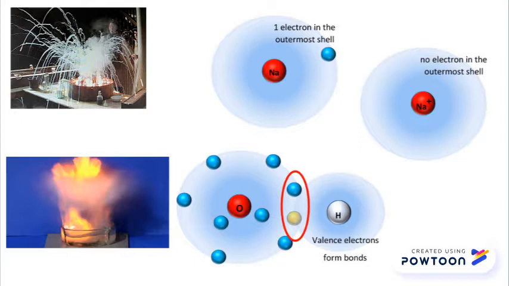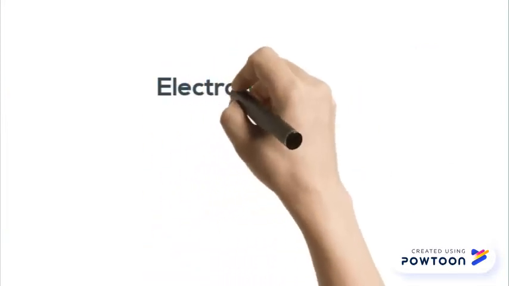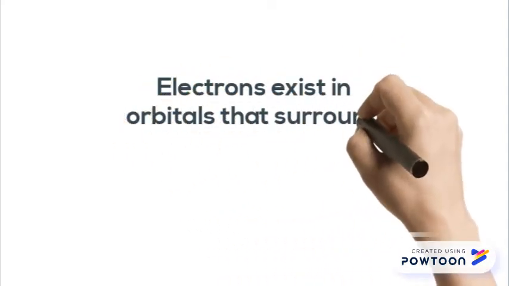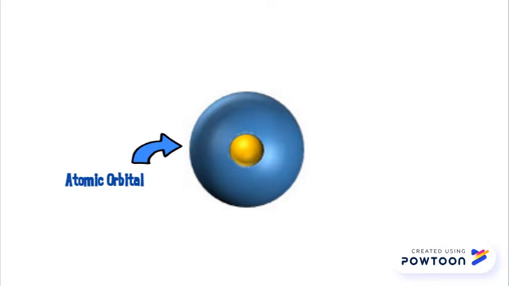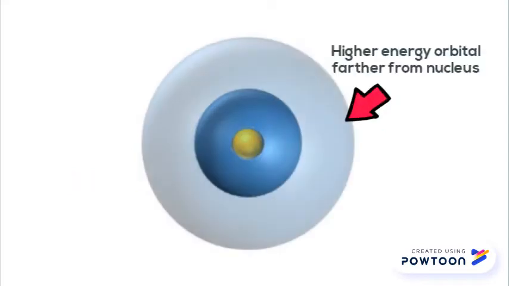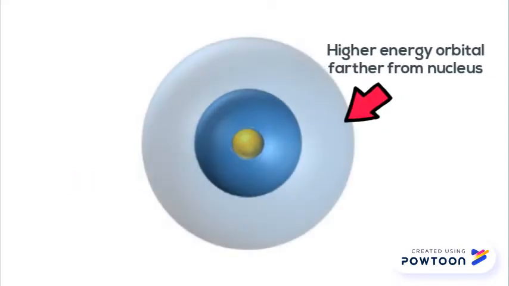To answer this question, we need to understand where all the electrons of an atom are. We know that electrons exist in orbitals that surround the nucleus. Electrons that occupy different orbitals will have a different distance from the nucleus and a different energy. The farther they are from the nucleus, the higher the energy.